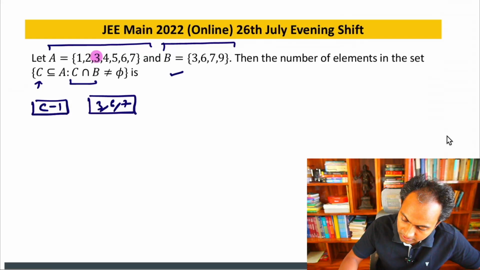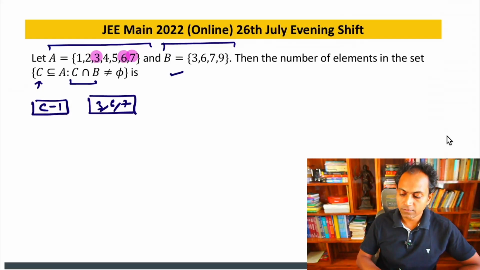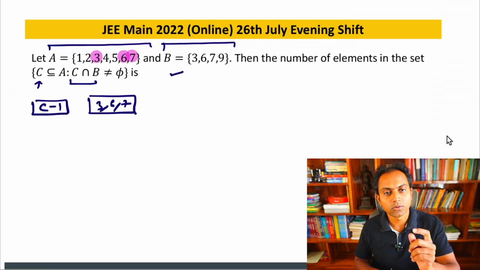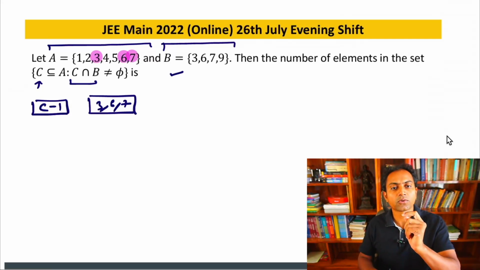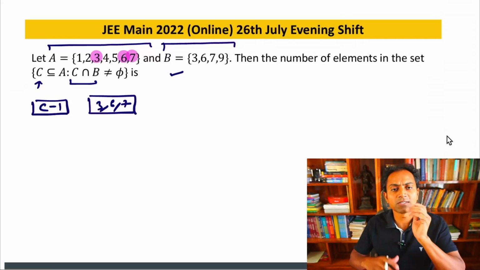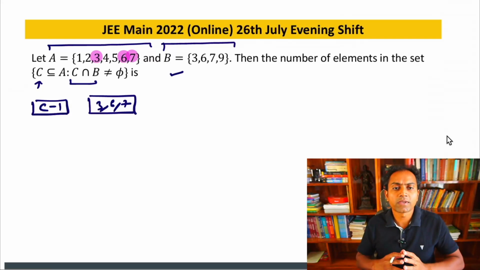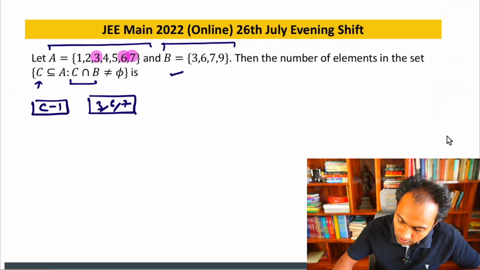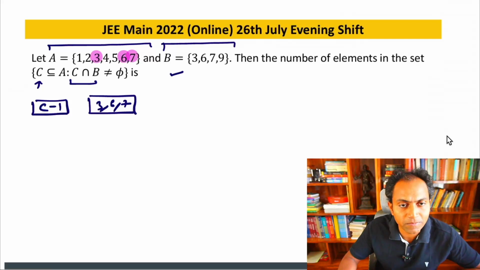So 3, 6 and 7 are gone. Now you can take either 1, or you can take 2, you can take 4, or you can take 5. Now what we can see is we can either make cases or we can go from subject object approach. That would mean any of them could be present or absent.